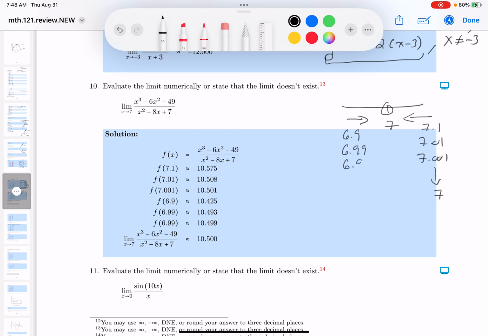Now, if I want to do it from the left, I'd probably say 6.9, 6.99, 6.999, all right? And I just keep going, all right? I know there's a little error in my notes. I'll get to it later. Where's this going? 7, all right?